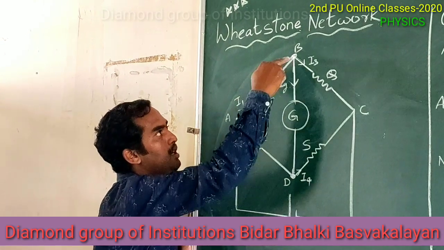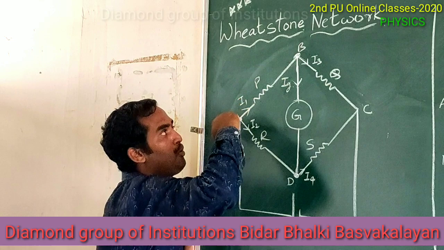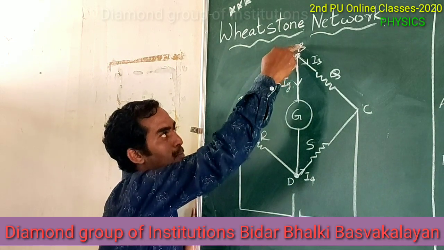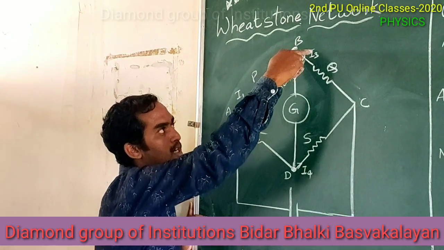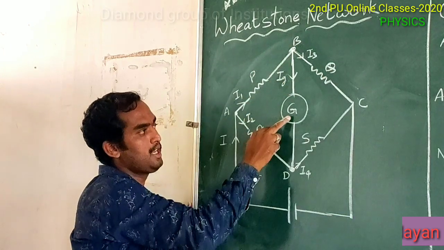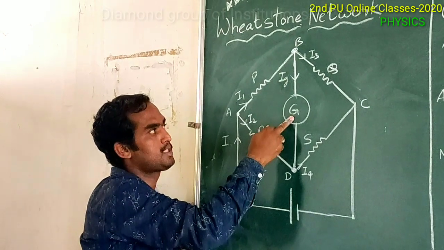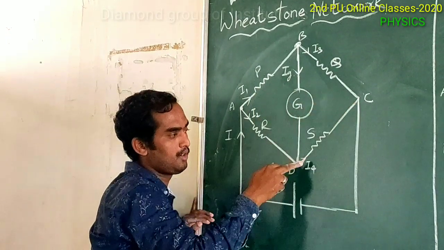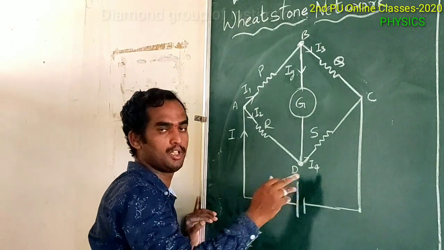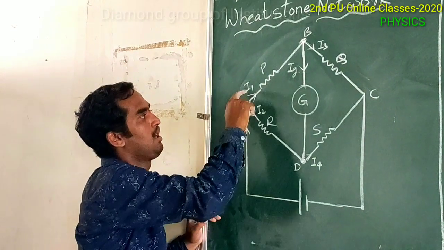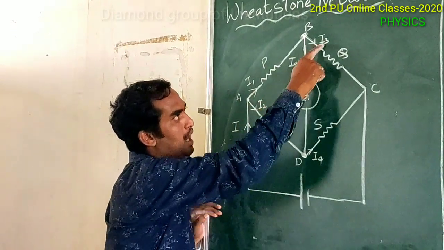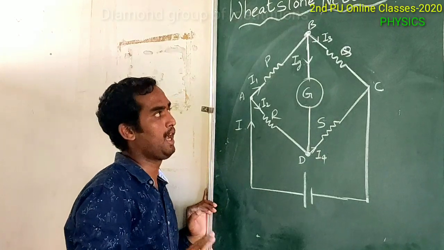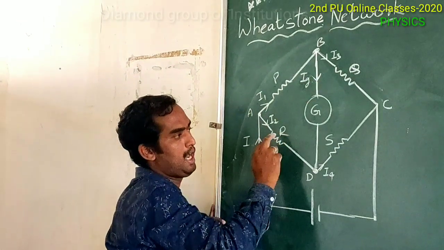and this I1 is moving towards point B, and from B that current is again divided. This is I3, and here the galvanometer. The current which is passing through the galvanometer is IG, and the final current is I4. That means there are 4 branches of current, I1, I2, I3 and I4, and P, Q, R, S.